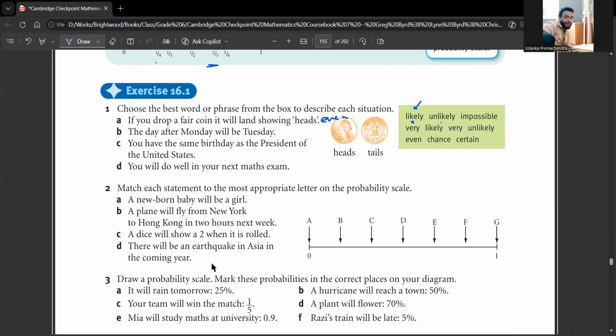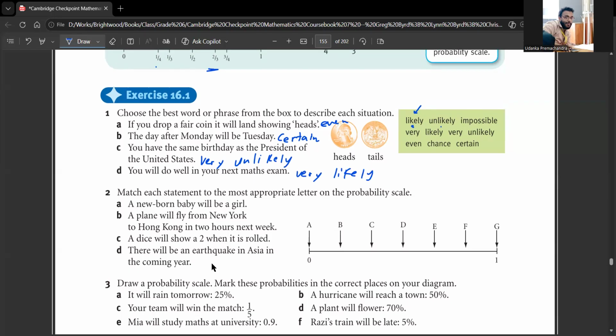The day after Monday will be Tuesday. It should be a certain chance. Next, you have the same birthday as the president of the United States. Your birthday and that? It's not impossible, maybe, but it will have very little chance. So you can take it as very unlikely. You will do well in your next exam. If you are competent with maths, you can take that as very likely. If you are a little bit competent, you can take likely.